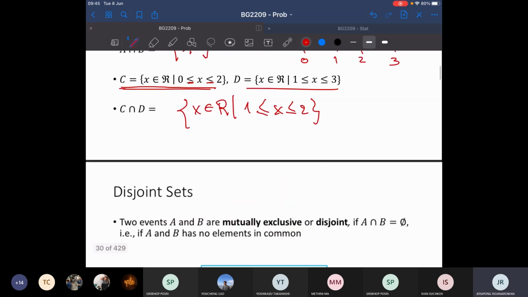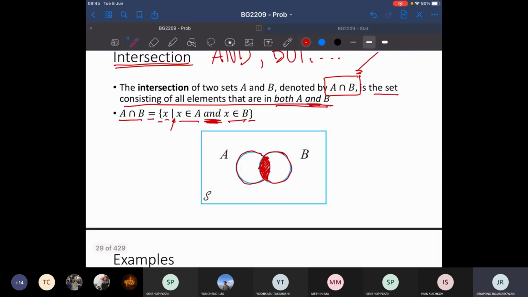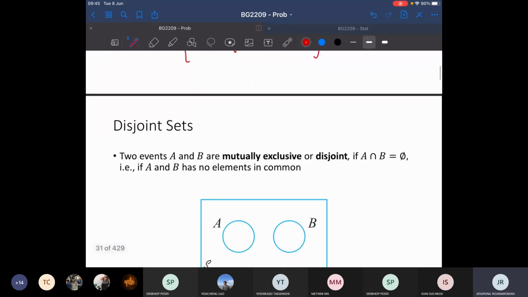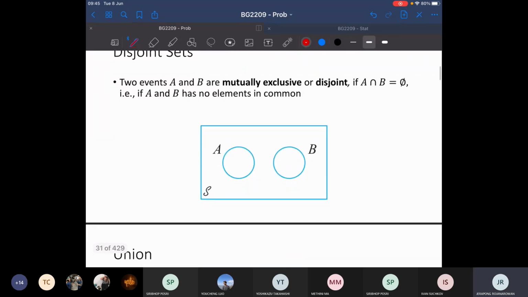If you think about intersection like this, but they don't have anything in common. The element in A will not be in B. The element in B is not going to belong in A. For example, male and female, right? You are going to have male is male, female is female, right? So in this case, it's called disjoint, or sometimes called mutually exclusive, but I prefer to call it disjoint.